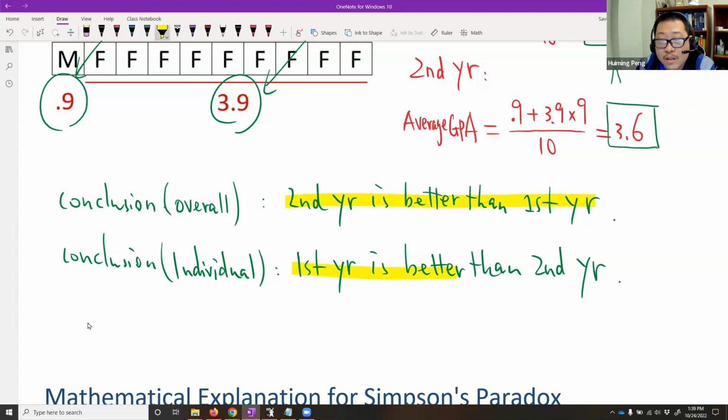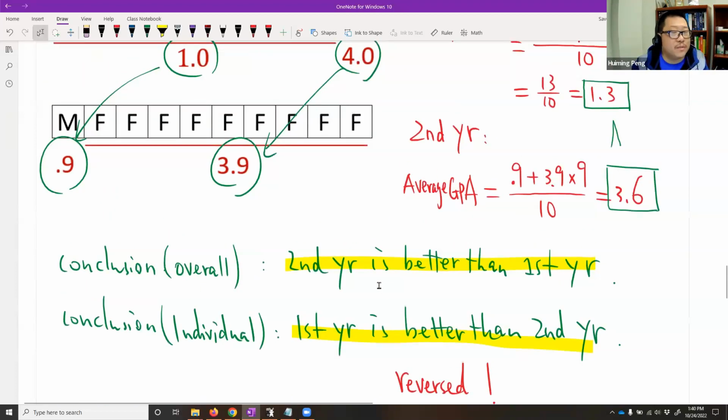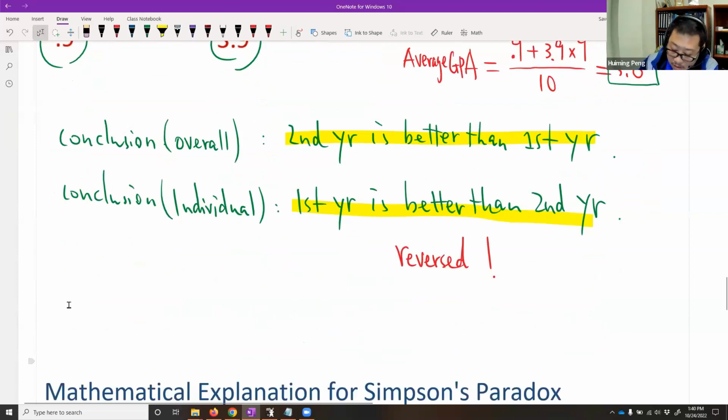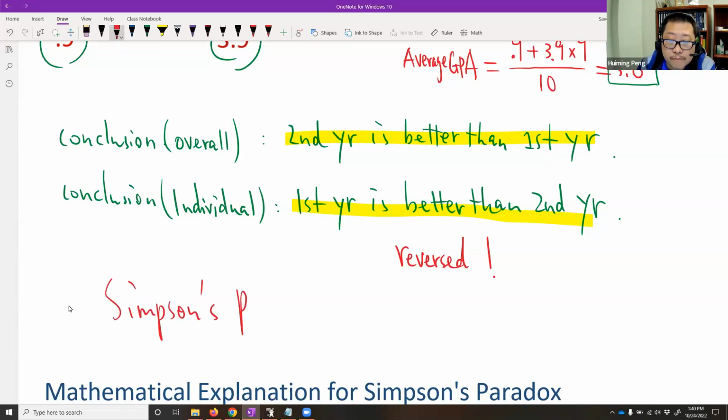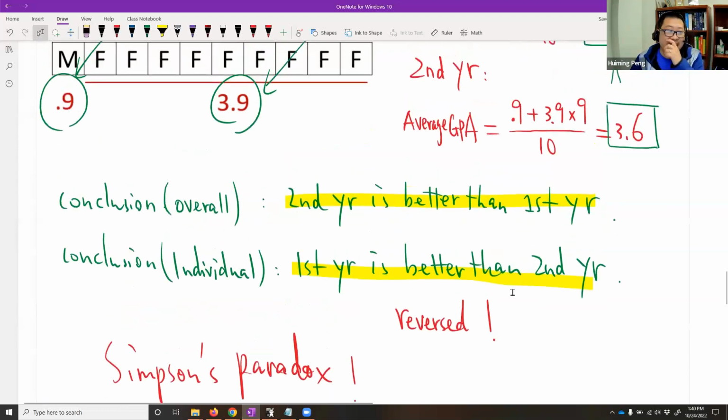And these two conclusions are completely reversed. The pattern disappeared. And this is Simpson's paradox, right? If I look at the individual and the overall, the pattern disappears or reverses. So this is what we call Simpson's paradox.